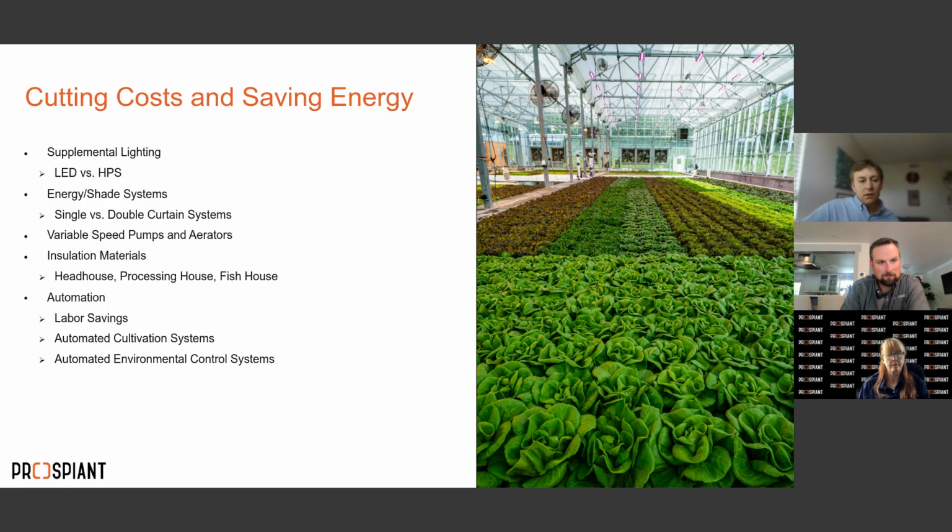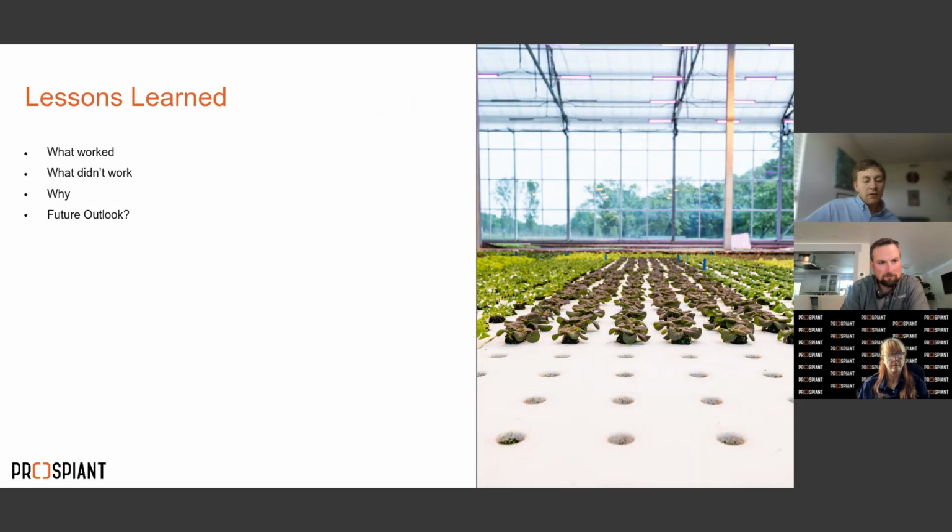And then moving on from this one, we have lessons learned. So as Paul said before, together we've worked on a fair amount of different aquaponic facilities, whether they have been commercial, residential, or educational. We've done pretty much all of them, and we've seen what works, we've seen what doesn't work.